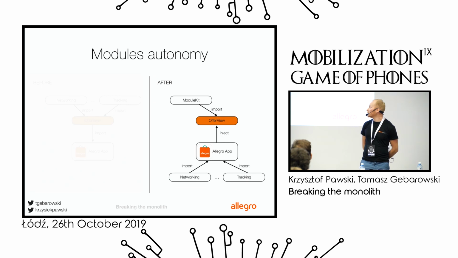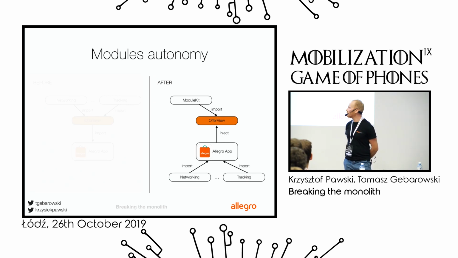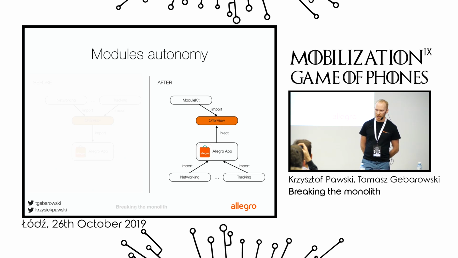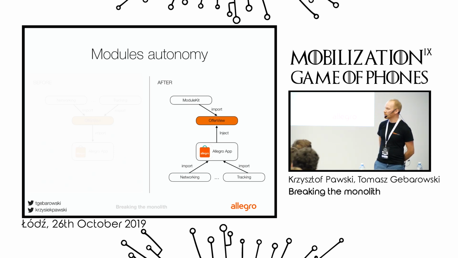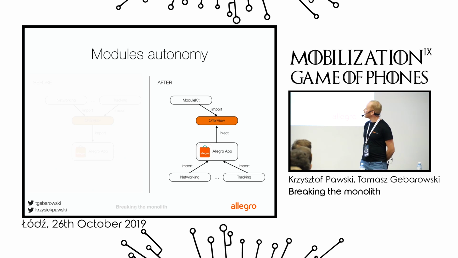So we decided to change it, and now instead of importing, we are injecting them. We created another module, which is called module kit. It's super thin. It currently has only declarations of networking and tracking. It has only protocols, no implementations. And this is what we are importing to business modules. They now work only on some abstraction, not on the concrete implementation, because this is injected in the Allegro app when a business module is initialized.